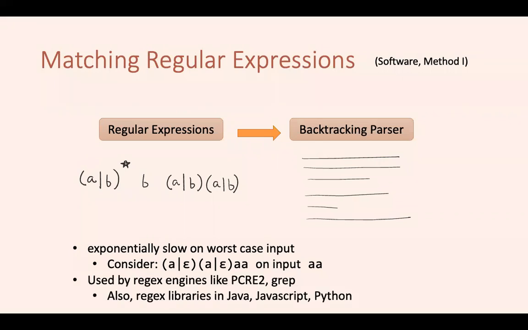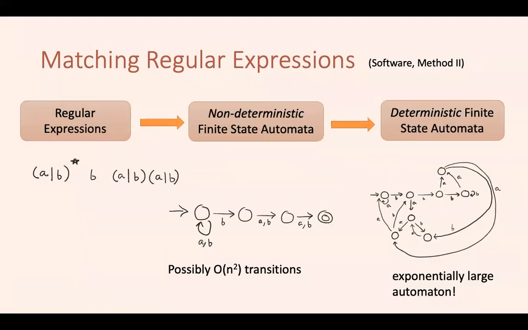In fact, some of the very famous regular expression matching libraries like PCRE and grep use this kind of technique. Also, many regular expression matching libraries in languages like Java, JavaScript, Python are based on backtracking. Another technique is, of course, the automata-based technique. You transform the regular expression into an NFA, and then you convert it to a DFA, and then you match the DFA, you simulate it.